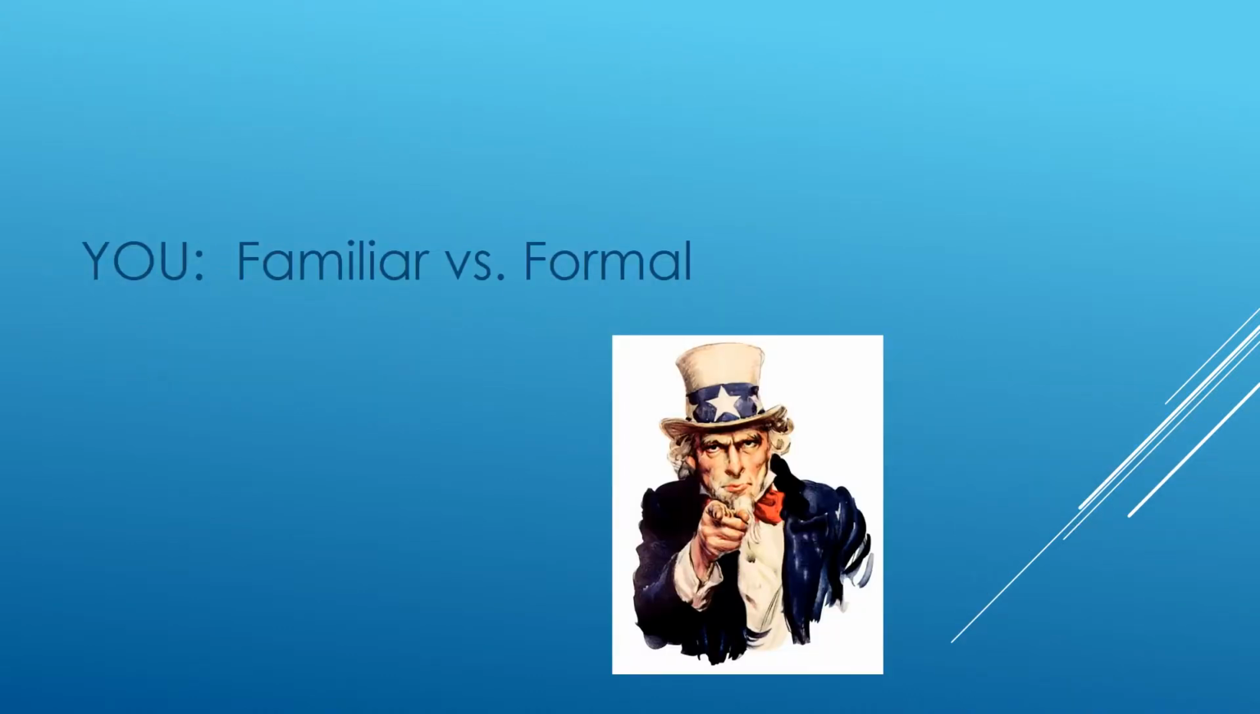Now in Spanish, I'm sure you've heard of this before, but this is something we really need to dig into. The word for you can be either familiar or formal. This is a huge difference than the word you in English. So in English, you is you, and we only have one version of it. In Spanish, you're going to have one word for you when you're talking to someone like your child or your best friend or your brother, and you're going to use a different form of you when you want to be a little bit more formal.